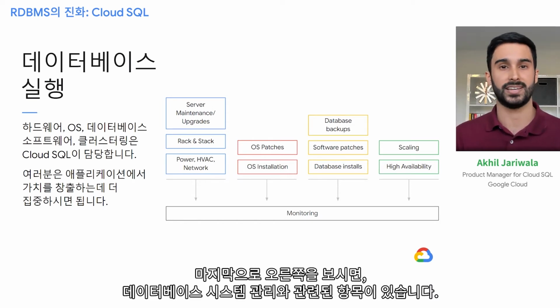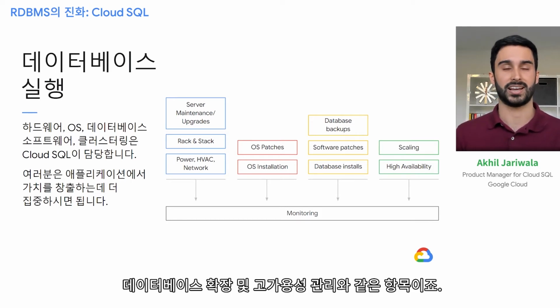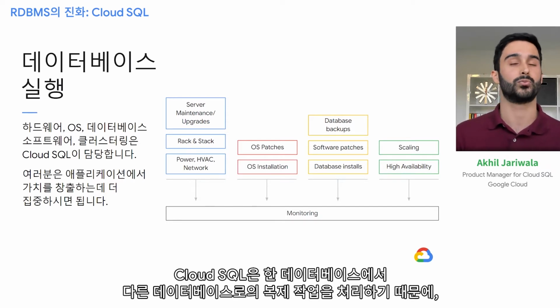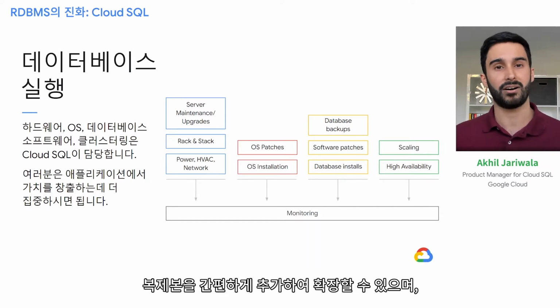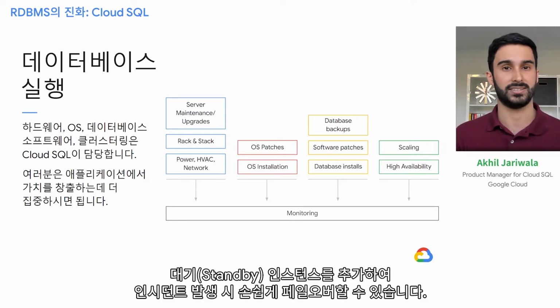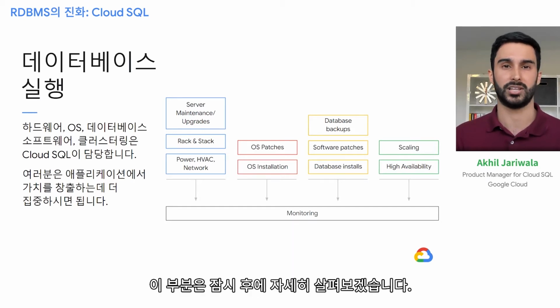Finally, on the right side, we have items related to managing systems of databases. That's things like scaling your database out and managing high availability. Cloud SQL handles replication from one database to another, which makes it really simple to add read replicas in order to scale out or add a standby instance to fail over in the event of an incident. We'll cover this a little bit more later on in this section.